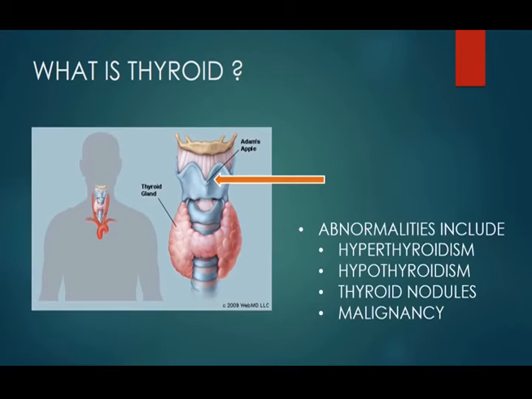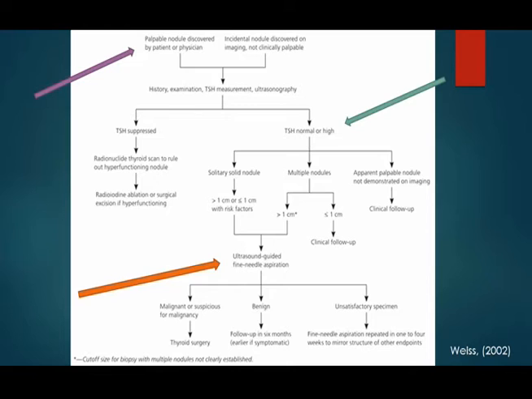These abnormalities can be in the form of hyperthyroidism, hypothyroidism, thyroid nodules, and malignancy. When a thyroid nodule is palpable clinically, the next step in the intervention to detect the nature of thyroid nodules, or to see if the thyroid nodule is malignant or not, fine needle aspiration of thyroid is performed.